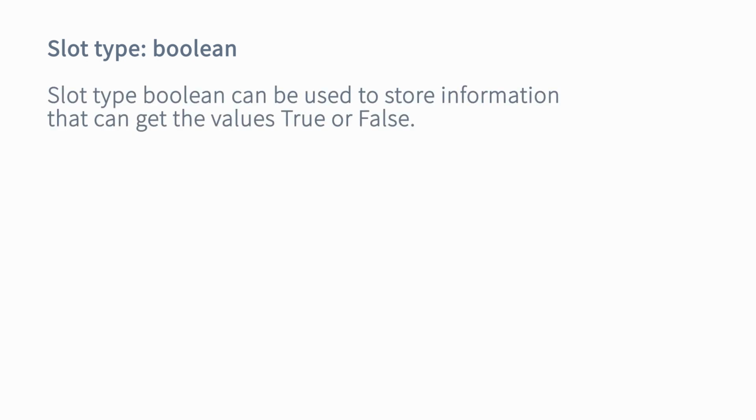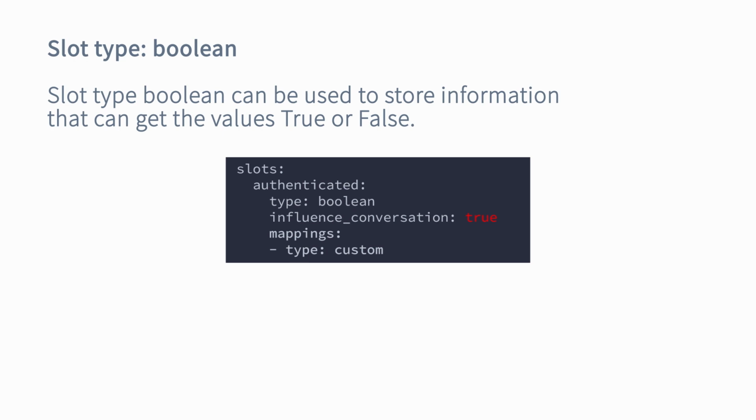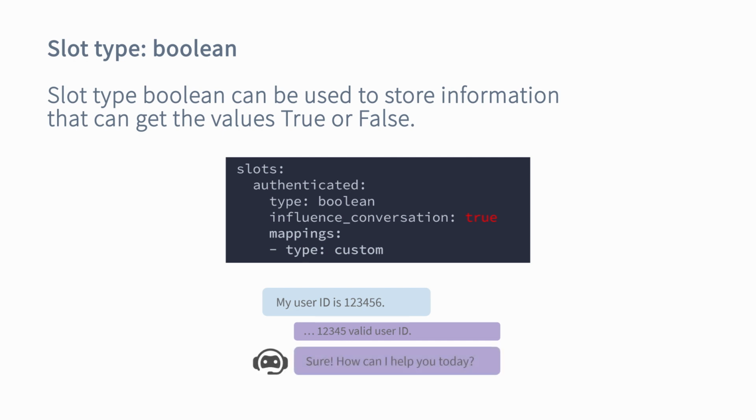This slot is the best to store the information that can get two values, true or false. The slot can also be configured to influence the conversation depending on whether or not this is necessary. A very simple example that I have to illustrate of how boolean slot works is when the user provides their user ID, an assistant in the background can check if the user is authenticated to access specific information. And if the user is, then an assistant can proceed in responding and performing specific actions.